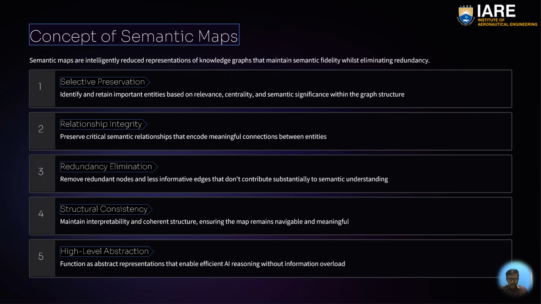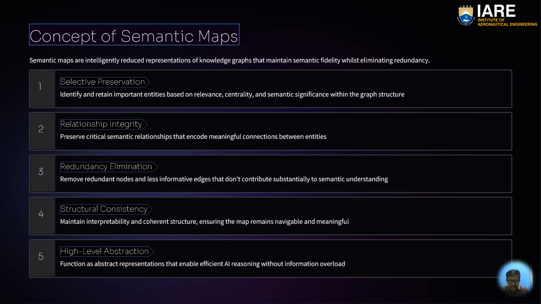Now let's discuss the concept of semantic maps. Semantic maps are intelligently reduced representations of knowledge graphs that maintain semantic fidelity whilst eliminating redundancy. Here, semantic maps have five immensely notable qualities. First, they have selective preservation. That is, they identify and retain important entities based on relevance, centrality, and semantic significance within the graph structure.